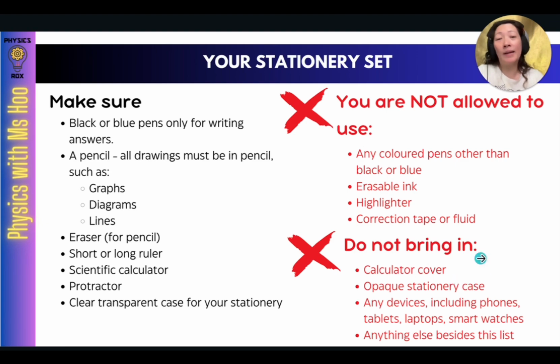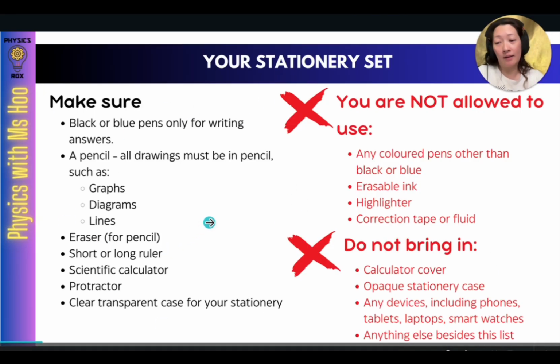A crib sheet basically is a small piece of paper with information written on them to help them answer the questions in an examination. You're also not allowed to bring in any devices into the examination hall with you, and this includes phones, tablets, laptops, even smartwatches. Anything else besides this list, don't bring in.